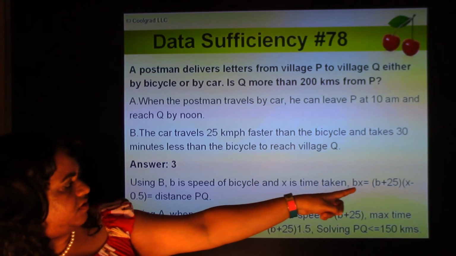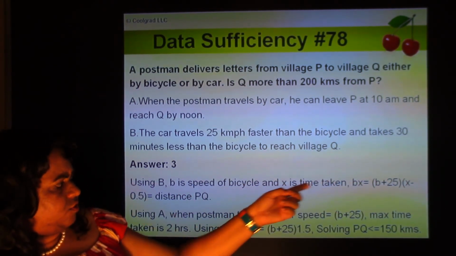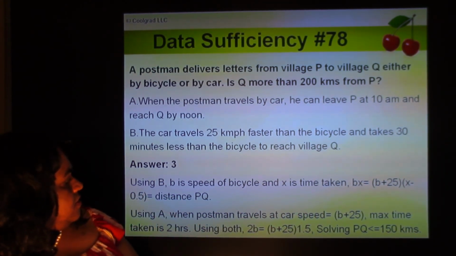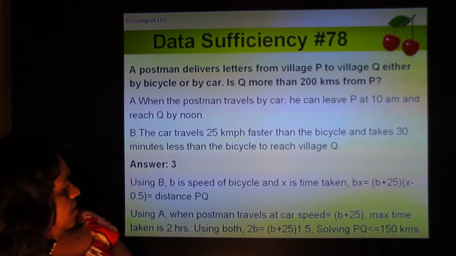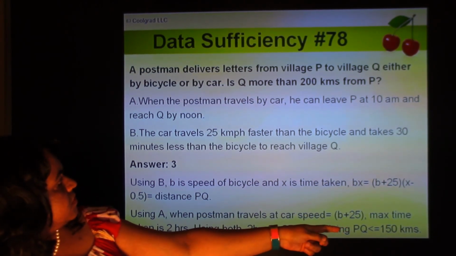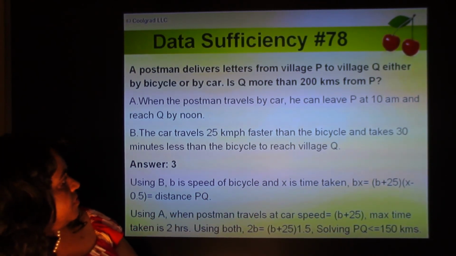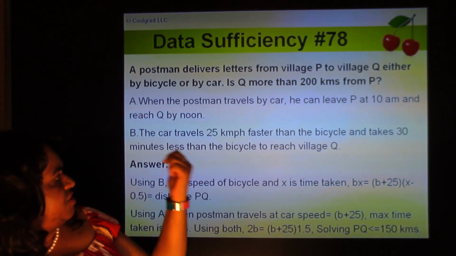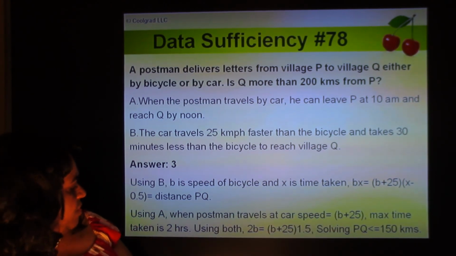So if you increase the speed by 25 and decrease the time by 0.5 hours, you multiply them and still get the same distance, PQ. Now using A, when the postman travels by car at speed B plus 25, the time taken is 2 hours. He leaves at 10 a.m. and reaches by noon, so he takes 2 hours. So at the speed of B plus 25, he takes 2 hours.